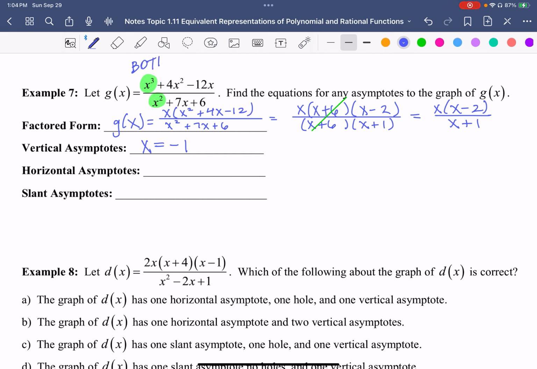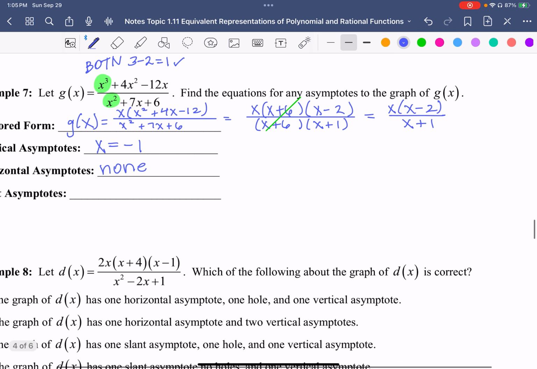This is a case of bottom... it is bigger on top. That means there is no horizontal asymptote. Could there be a slant asymptote? Let's subtract the exponents. 3 minus 2 is 1, so yes, there is a slant asymptote. Okay, now we have to do long division to find it.